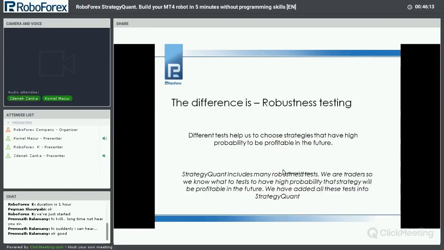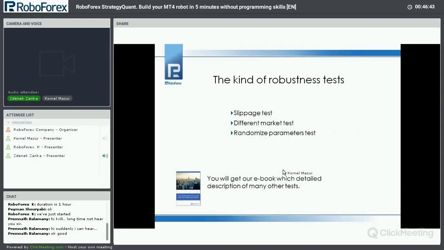And we did a lot of work in StrategyQuant on this question. So we included many robustness tests in StrategyQuant. We are traders. All the developers of StrategyQuant are traders. So we have some experience and we know what to test to have a high probability that a strategy will be profitable in the future. So we added all those tests into StrategyQuant. And now, to explain it more, we will speak about some basics of robustness tests.